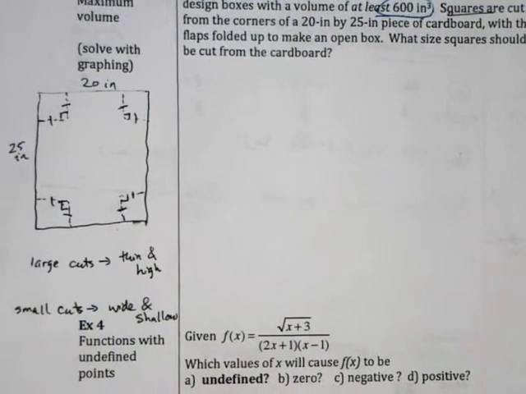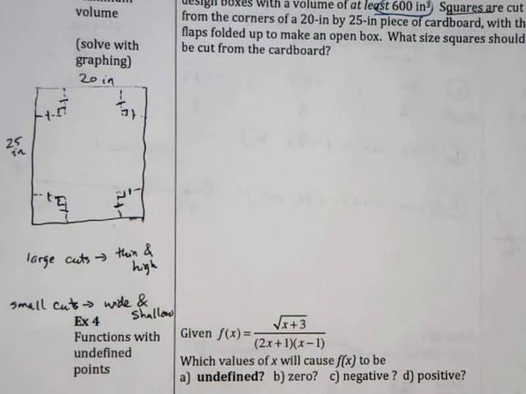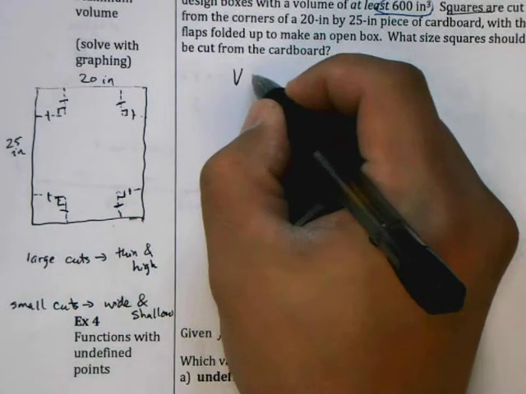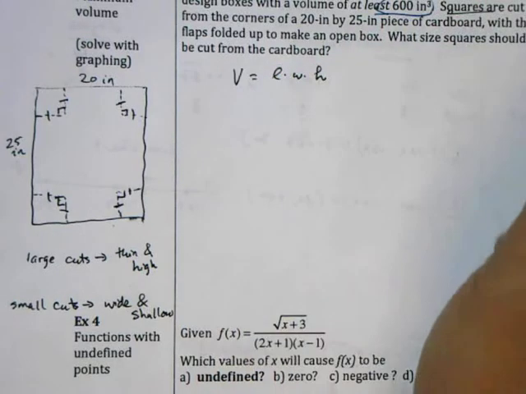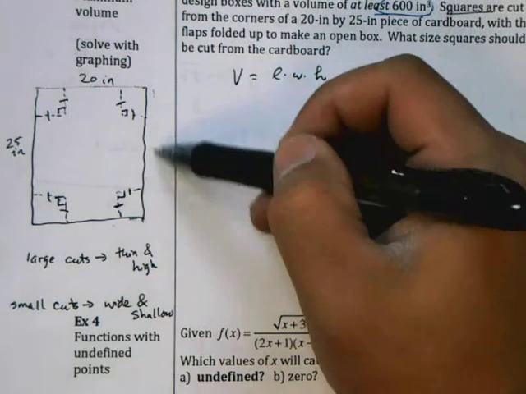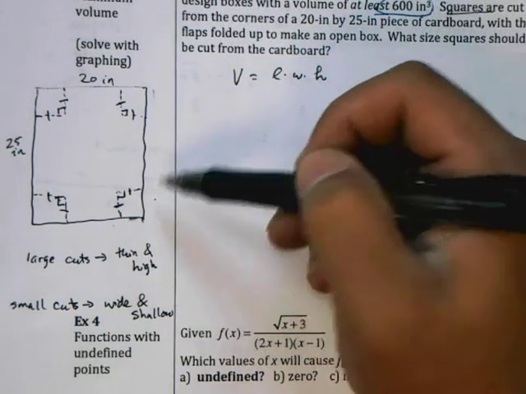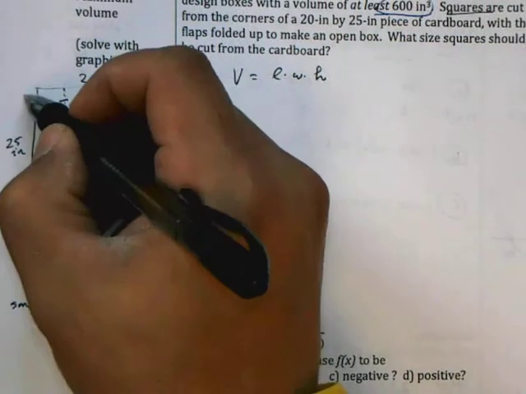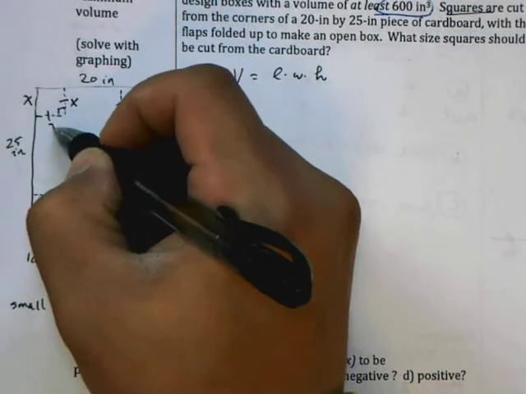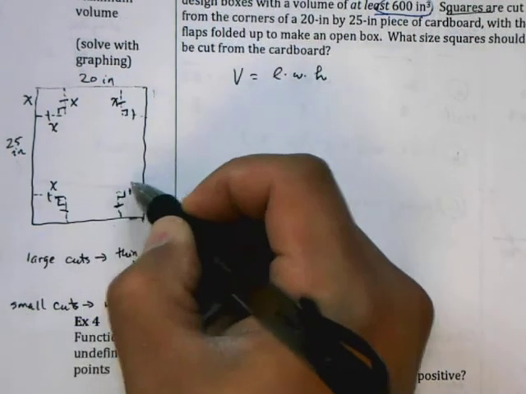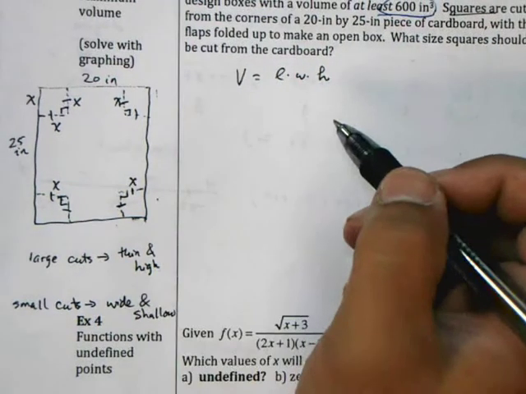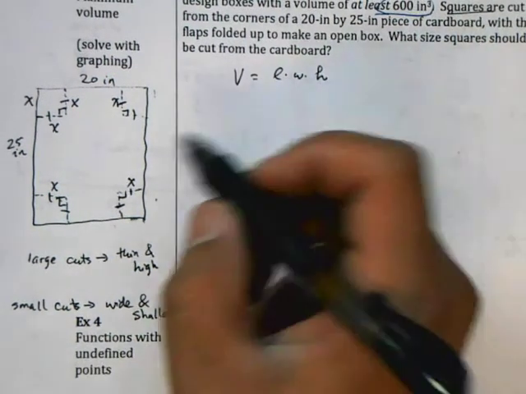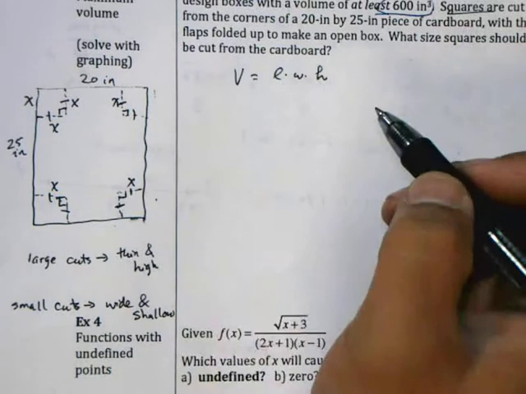But what we're interested in here is something that is at least 600 inches cubed with the volume. So we can think about the volume of the box in this way: the volume is length times width times height. Now the length, we'll use this here as the length. And we'll call x the size of the cuts. So all of these sides of these little squares that we're cutting out have a length of x. So x is the length of the cuts that you're making.